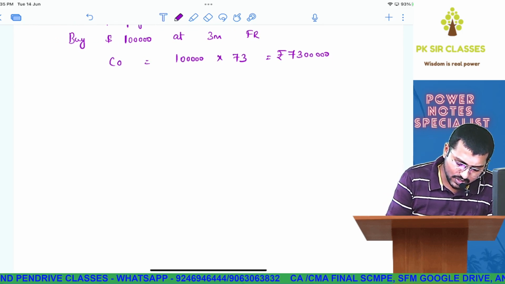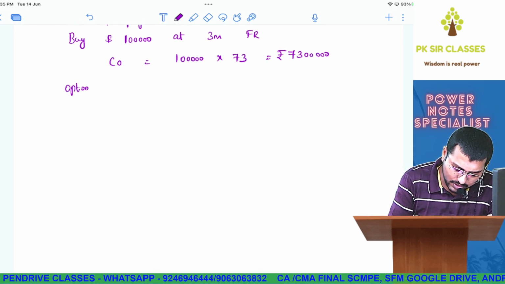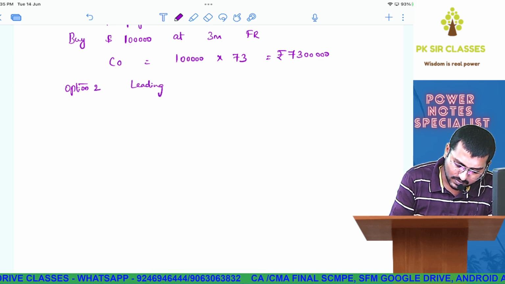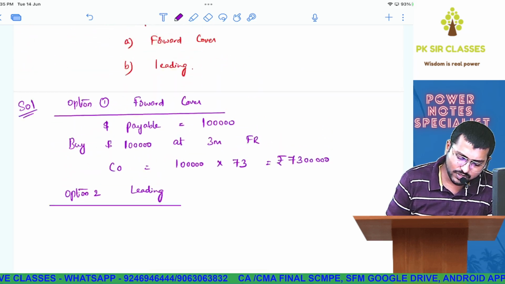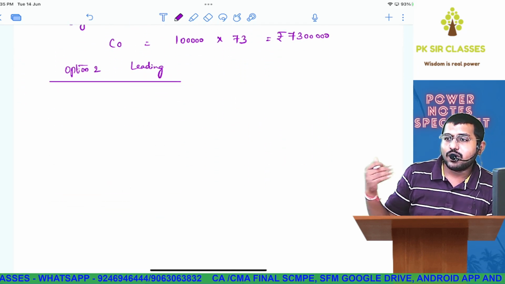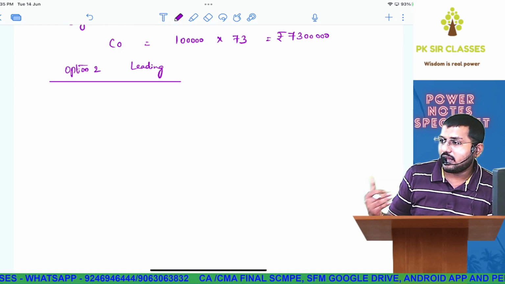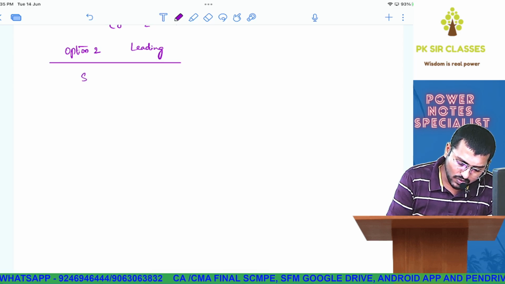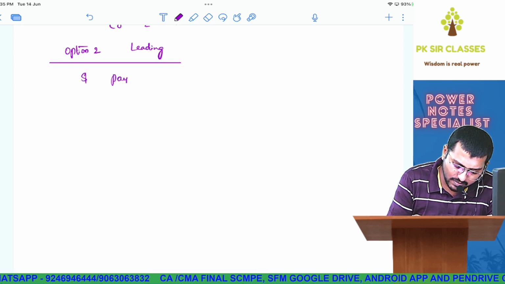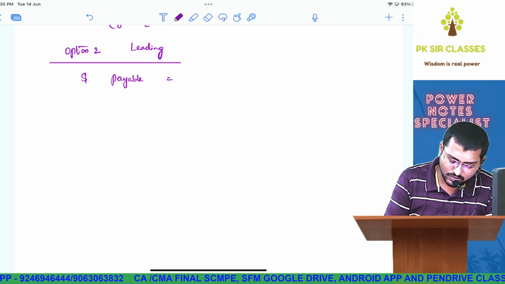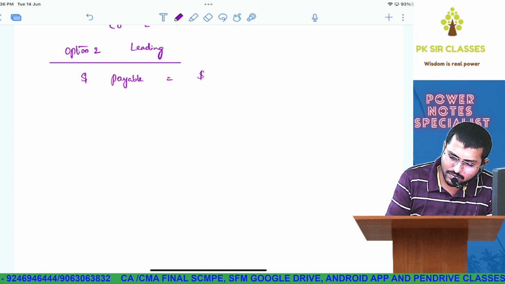What is the next option in this question, which is new for us? Option 2. What is that option 2? Leading. That is something new, which we're going to see. Leading means what you have to pay after 3 months, we will pay today itself, correct? Another good thing is if we can pay today itself, we're going to get a cash discount of 1%.